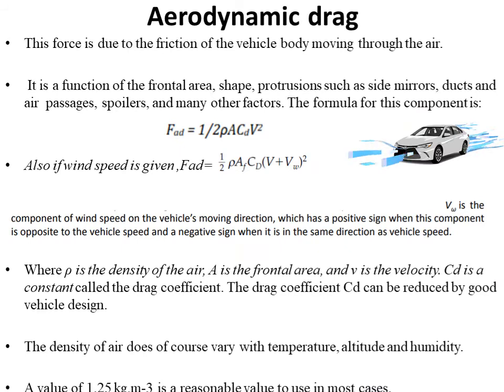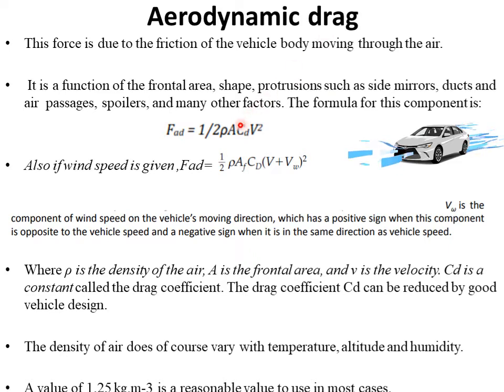So the next type of resistive force is the aerodynamic drag, or aerodynamic resistive force. As the name suggests, this is a force due to the friction of the vehicle body moving through the air. That is, when a vehicle or any body moves through the air, it provides a particular frictional force against the motion of that body. So that frictional force is called aerodynamic drag.